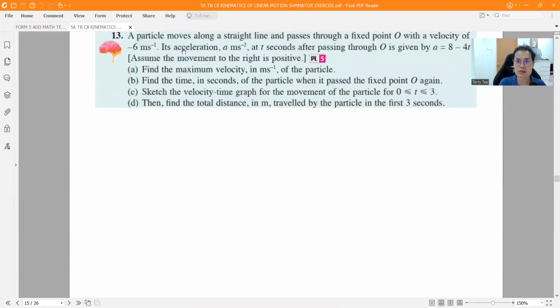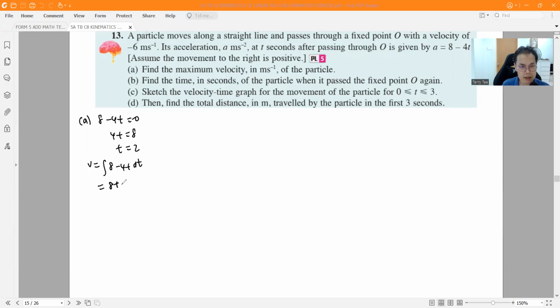Now, a particle moves along a straight line, passes through a fixed point O, velocity of -6. Acceleration function is given. Find the maximum velocity. We've done a lot of this, right? Maximum velocity happens when a is 0. Okay, so I'm going to let a be 0. That gives t is 2. Now you take this and sub inside your v, but I don't have the velocity function, so I have to integrate my a to get my v.